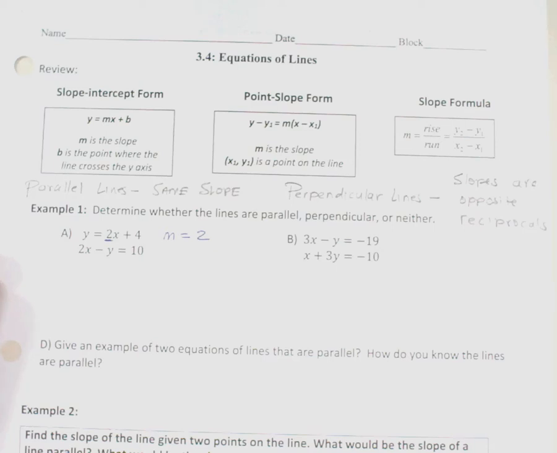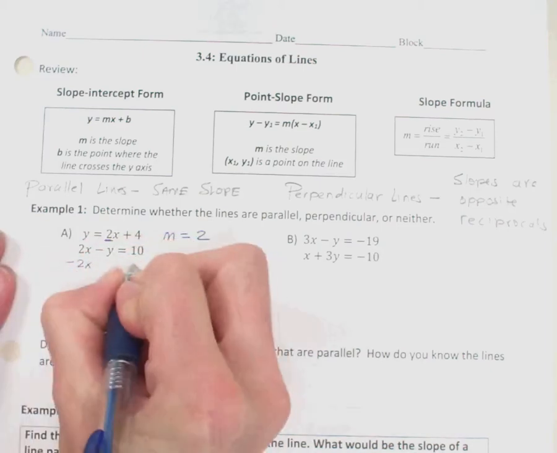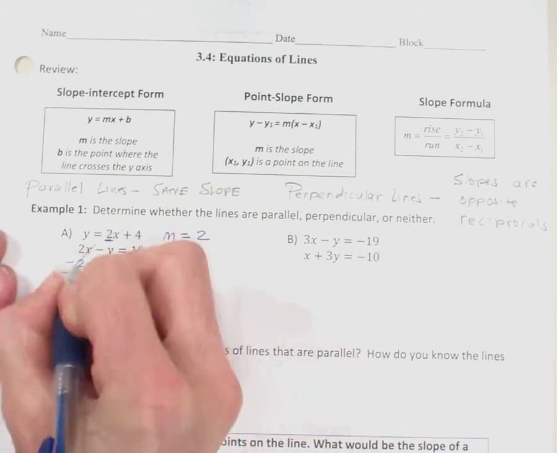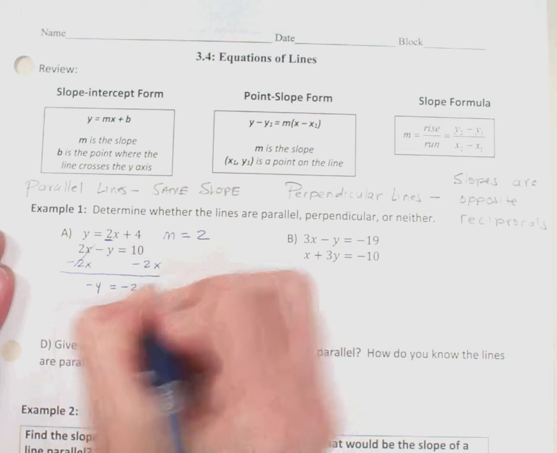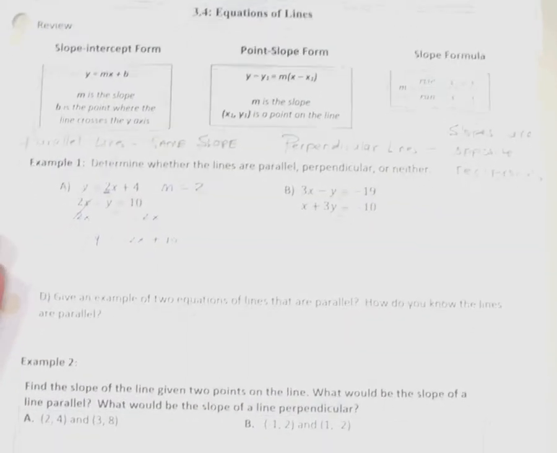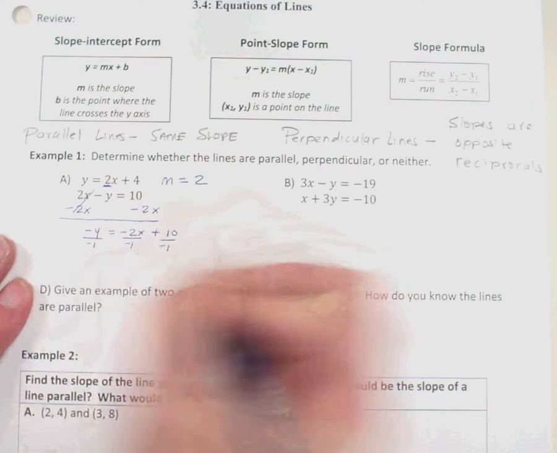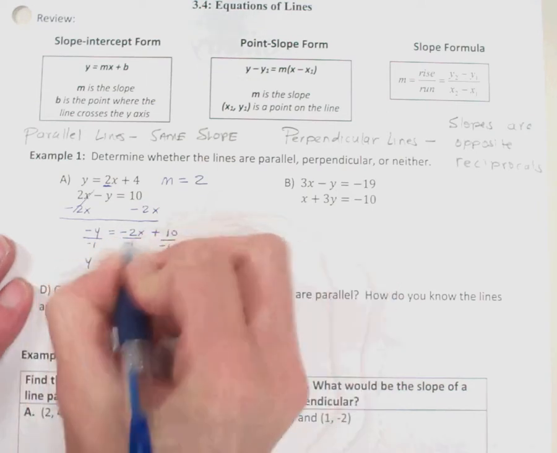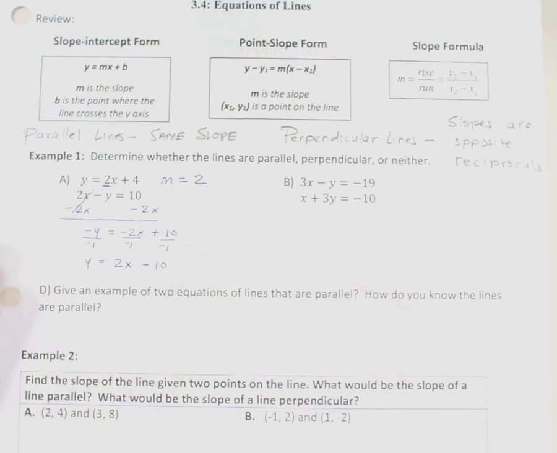In my second equation, I need to rewrite the equation in slope-intercept form. In other words, I'm going to solve it for y. To solve it for y, I would subtract 2x from both sides. When I subtract 2x from both sides, I have negative y is equal to negative 2x plus 10. I put the negative 2x first to keep it in slope-intercept form. The final step in solving for y is to divide each term by negative 1, so I can get y by itself. I have a positive y equals negative 2x divided by negative 1 is a positive 2x. 10 divided by negative 1 is negative 10. So this equation in slope-intercept form is y equals 2x minus 10.